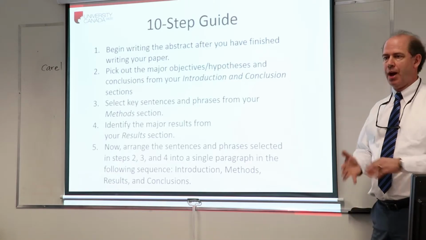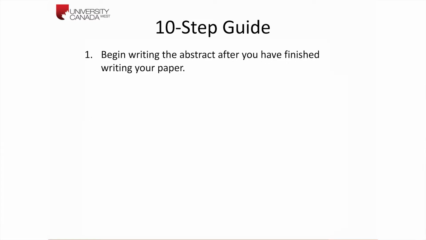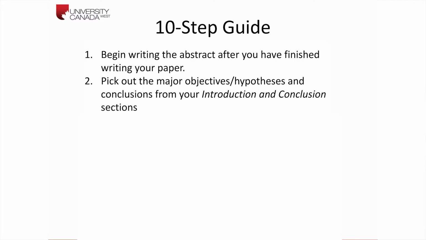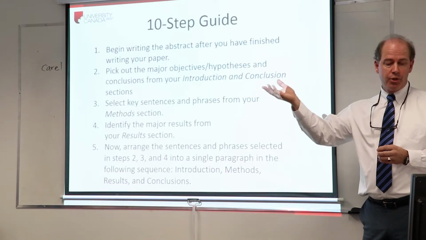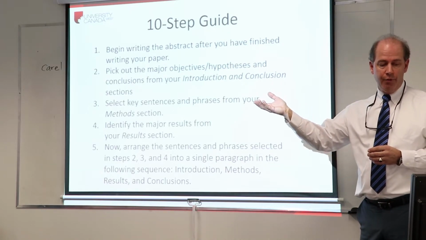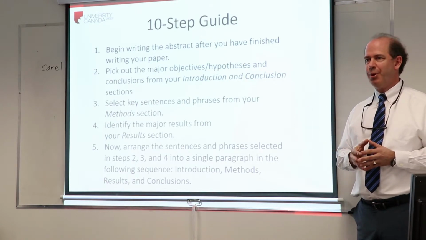So remember, as you said already, after you finish your paper, you start writing your abstract. Pick out the major objectives, hypotheses, and conclusions from your introduction and conclusion. What did you decide in the end that was important? And remember, as Michele was describing, not everything is important to you. What's important to you is what's important to you, right?